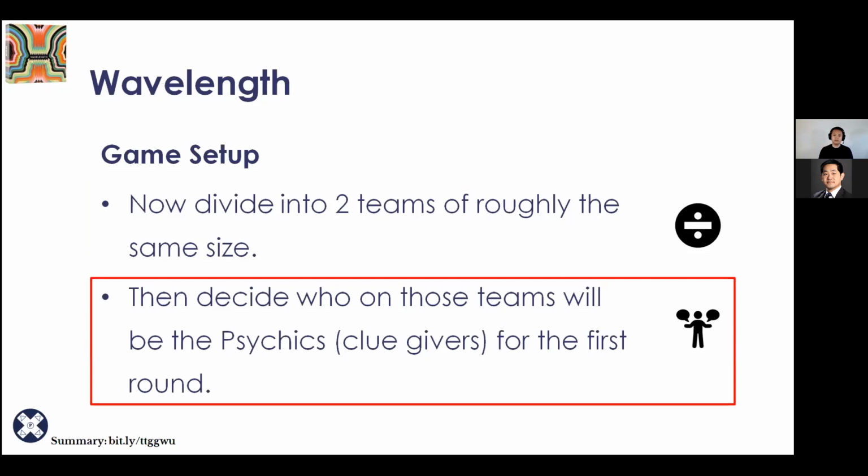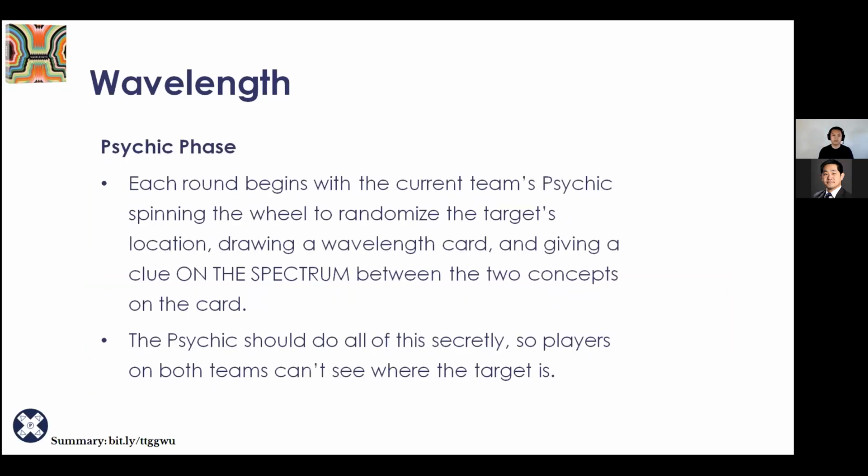Then you decide who on those teams will be the psychics, the clue givers, for the first round, because this is going to rotate. Once someone has been a psychic, it rotates to someone else on their team, and then they get a chance to give clues in the future.